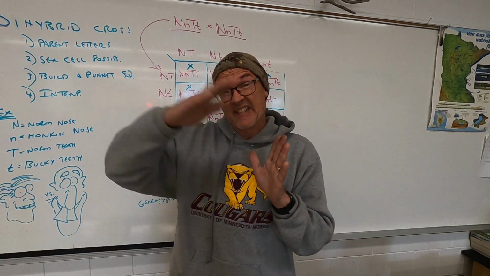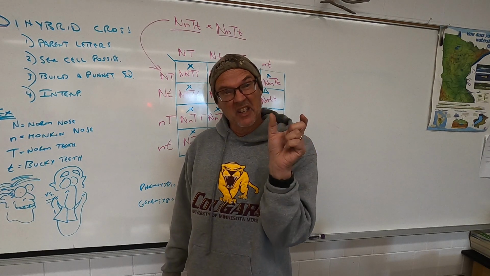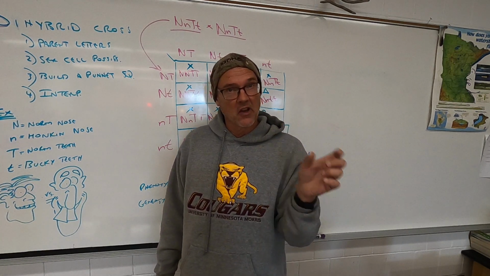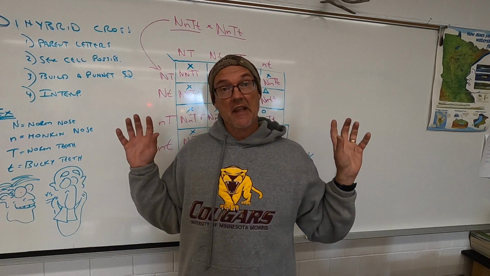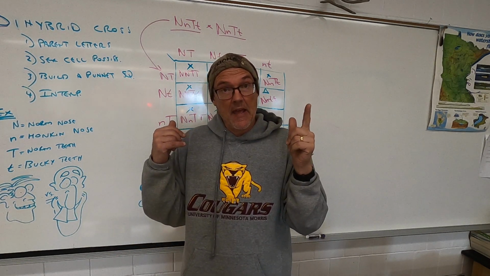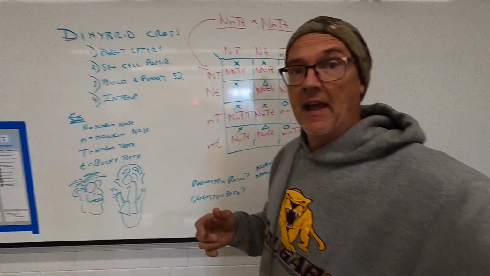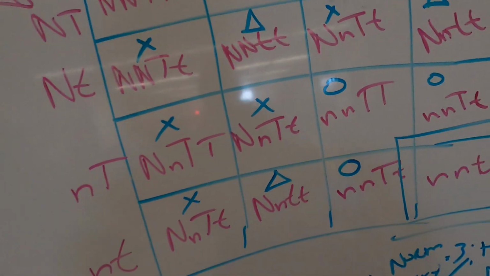So your chances, if you had 16 kids, one would be expected probability-wise of having both the recessive traits, all lowercase letters. They would have bucky teeth and they would have the big honking nose. All right, so take a look at that. Let's see if that's making sense.